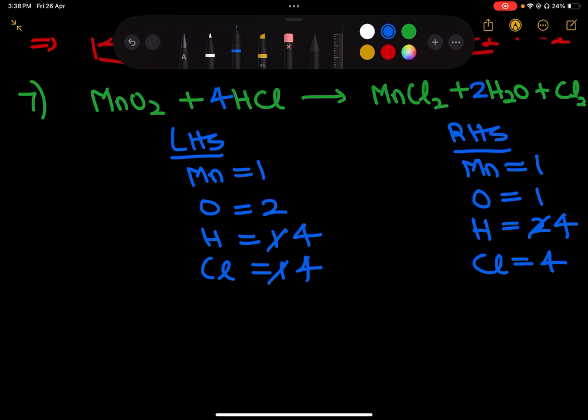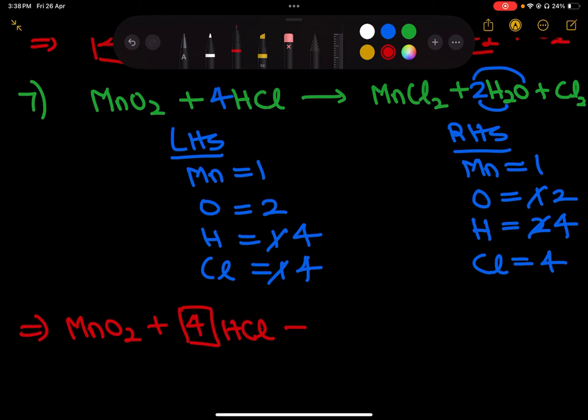We get 4 and the oxygens also become 2. So 2 into 1, right? And 2 into 2 is 4. So we get 1, 2, 4, 4, 1, 2, 4, 4. So this is balanced. So the final answer here will be MnO2 plus 4 HCl gives MnCl2 plus 2 H2O plus Cl2.